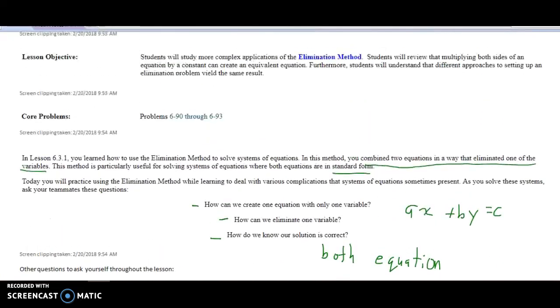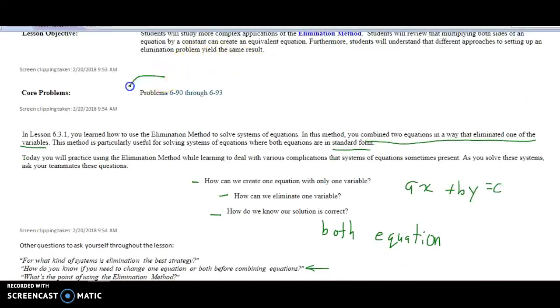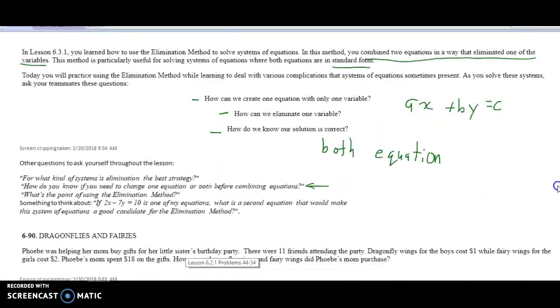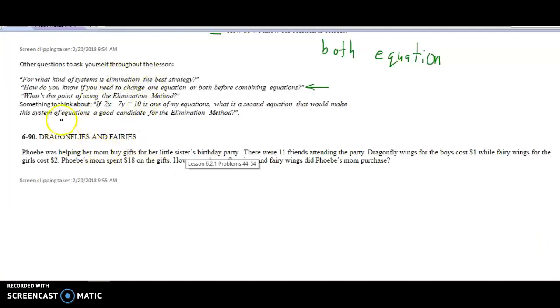As stated, your main goal today is to go over questions 90 through 93. Question 90 here is going to have you set up a system of equations and try to solve using that system of equations. Once again, the elimination method is something of high value here, something that we want you to be able to work on, and so hopefully you can do that some.